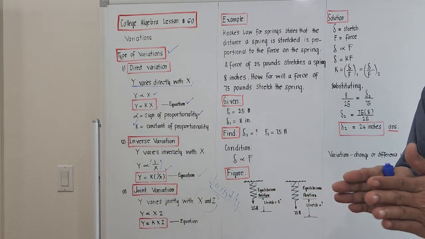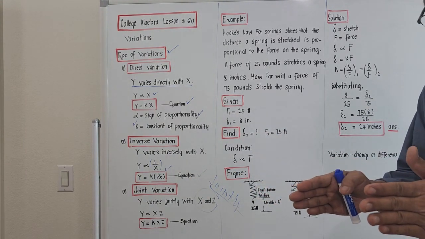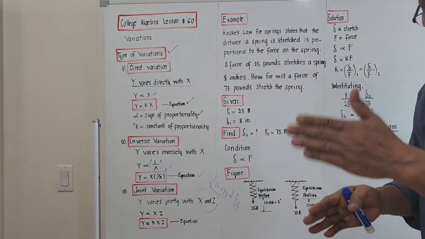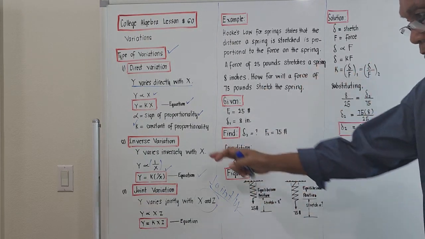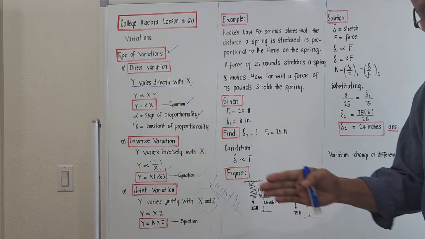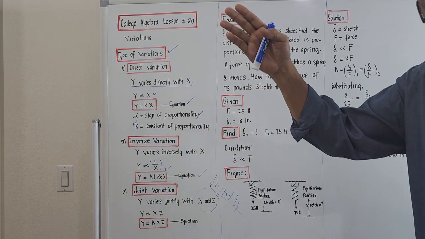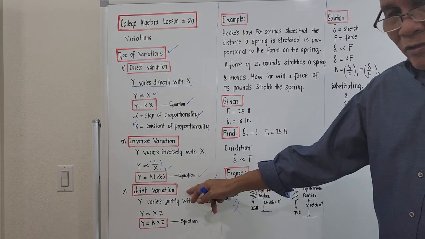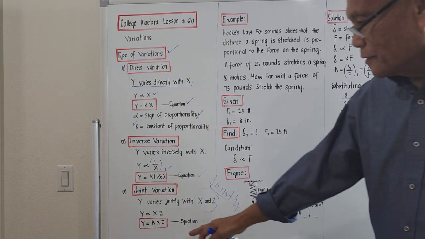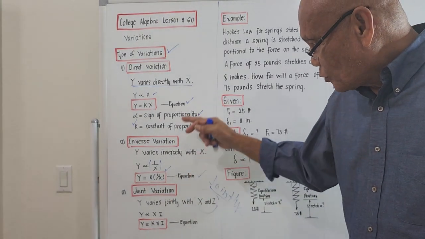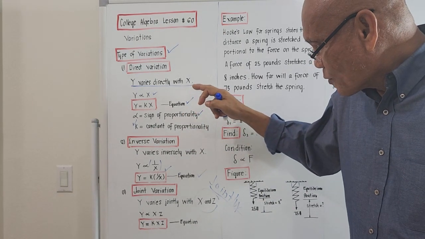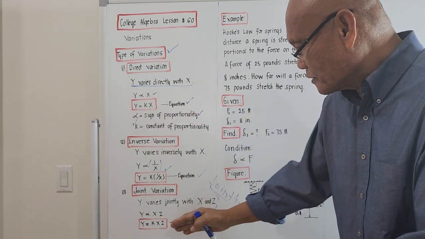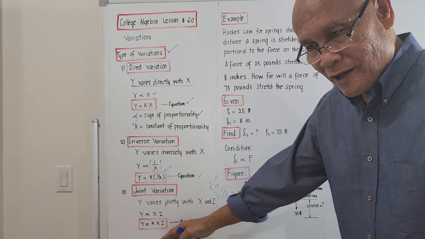Direct is actually when they try to go up both at the same time or go down at the same time. For inverse, it's the reverse. If the other one goes up, the other one should go down. Under the joint variation, it will just follow the number one or number two. It depends on what type of condition it will be coming out.